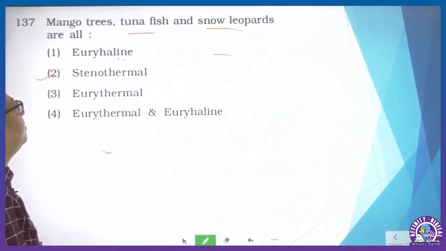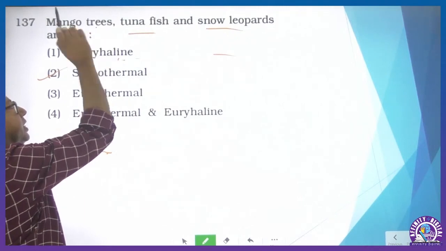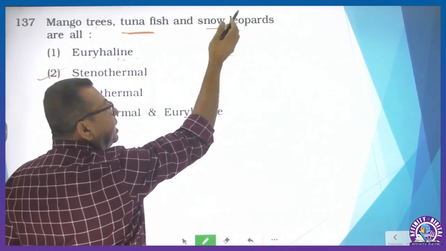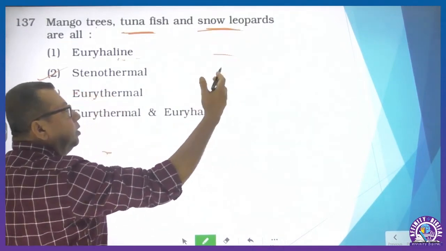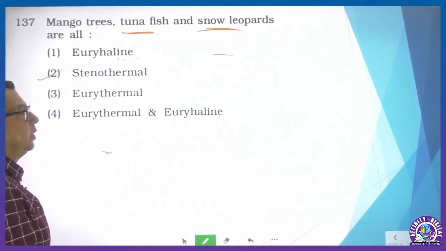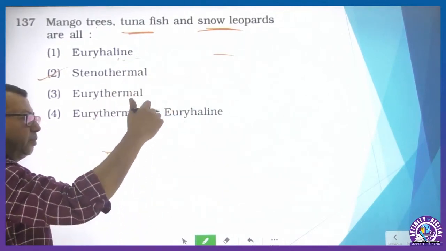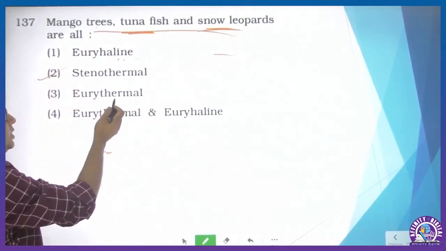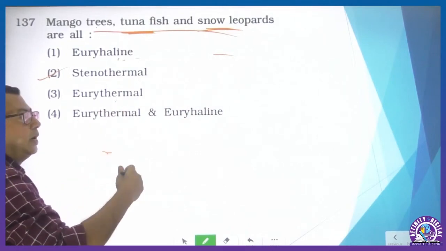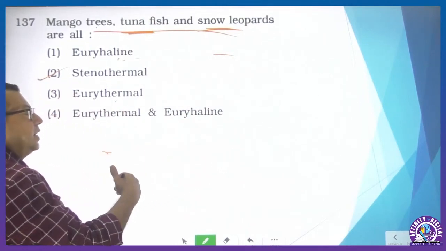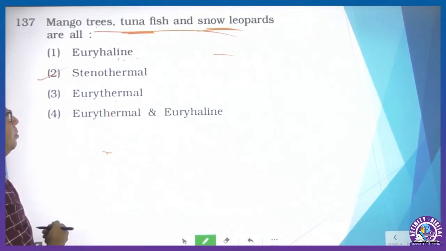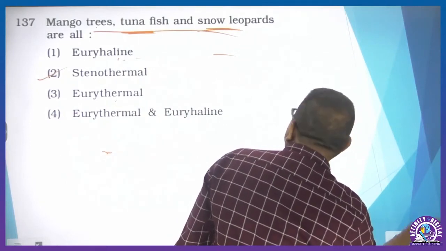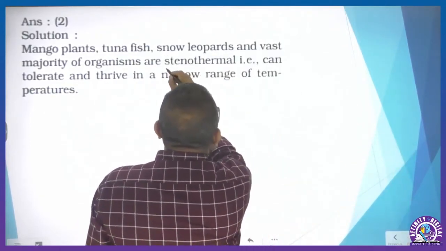Stenothermal. Okay. Will you find mango trees in temperate countries? No. Tuna fish is found only in tropical oceans, not found in temperate oceans. Snow leopard is found in high altitude areas of mountains. So these are all stenothermal, and the majority of the organisms are also stenothermal, including these. Eurythermal means a few organisms can tolerate a wide range of temperature, can thrive in a wide range of temperature. That is called eurythermal. So answer will be option number 2. Okay, this was an ecology question, on organisms and populations. So they are stenothermal.